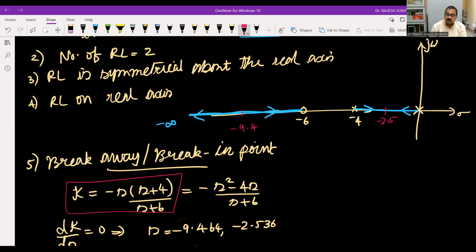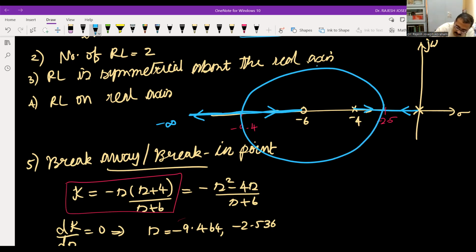So what happens? At the breakaway point they will come and hit together. At the breaking point they will join. So from experience we can draw: one branch will be circular, like this. Another one will be like this. One will start from here. So they will merge at this point, and one will go to the pole at minus 6, and one will go to the zero at infinity. So this will be a part of a circle, right? That can be proved actually.